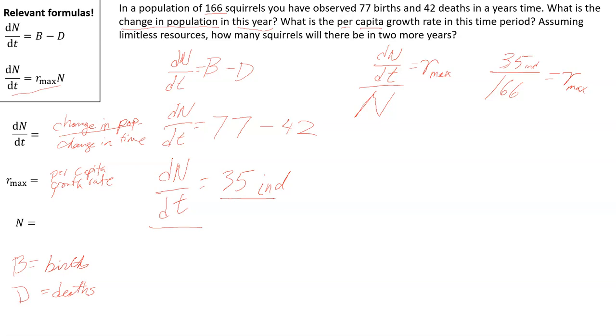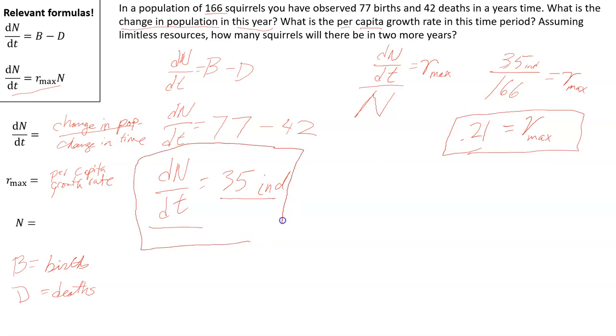So, you should have got something like 0.21. So R max, for this situation, equals 0.21. Okay, so now we've got multiple little pieces here. We have a growth rate, right? We have our dN over dt. Now, what can we do with what we have so far?